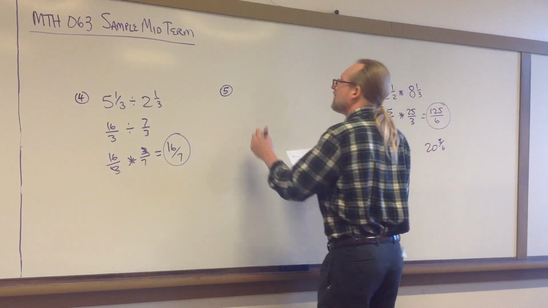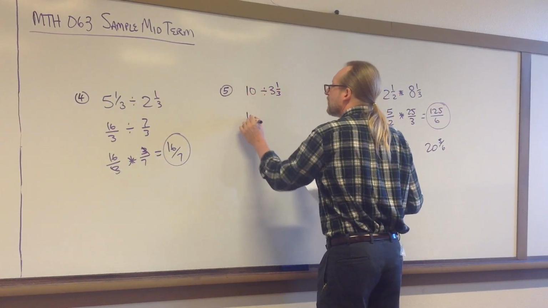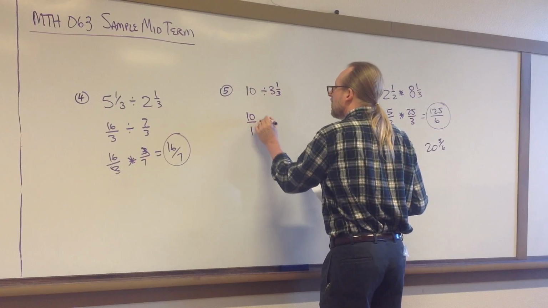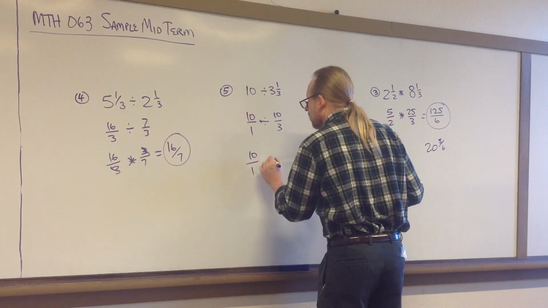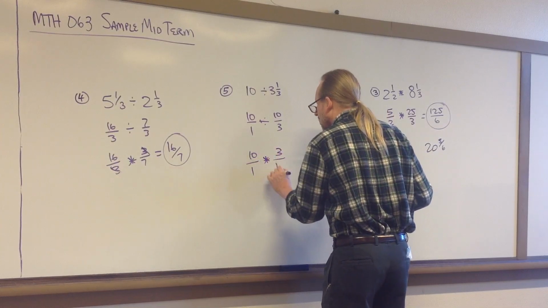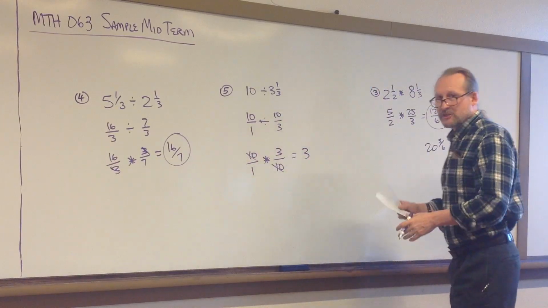All right, number 5, 10 divided by 3 1/3. So that's 10 over 1 divided by 10/3, or 10 over 1 times 3 over 10. The 10's cancel, and we just get 3.